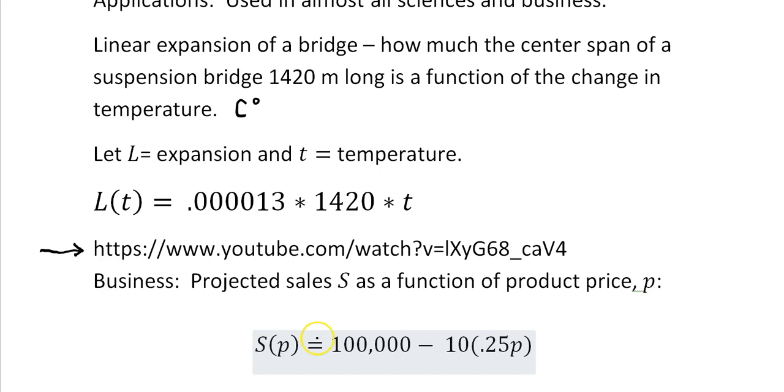Also, you can have projected sales, moving along here, projected sales for business. Here's an example of that. I'm going to let this go. I didn't realize I was quite this long. I want to make certain that this gets uploaded. All right.